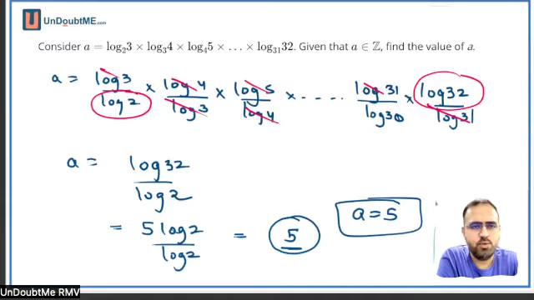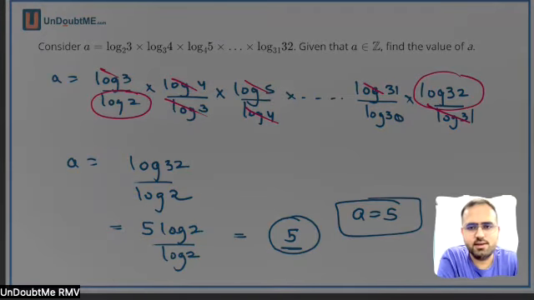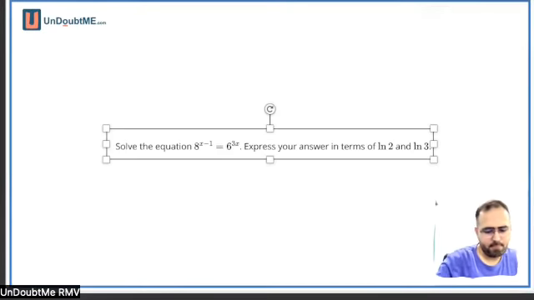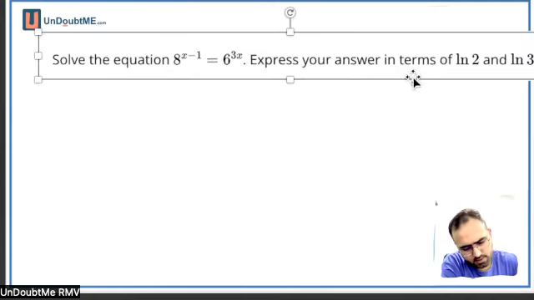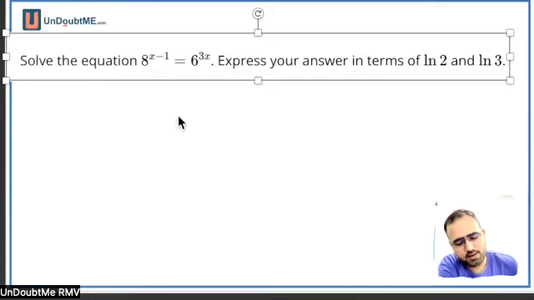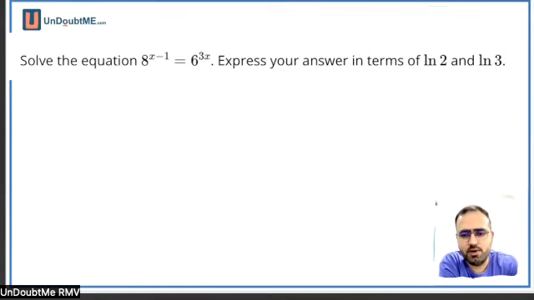Okay. Let's move on to the next question. One more question of log. Solve the equation, express your answer in terms of ln2 and ln3. So 2 minutes for trying, and then I'll.